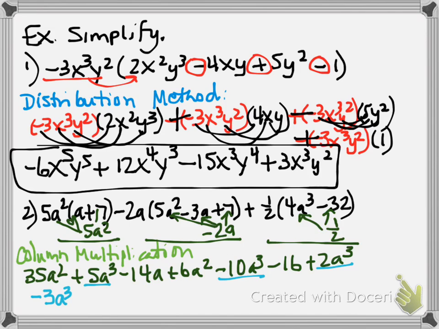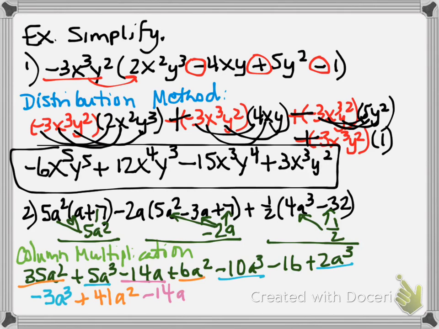So let's look for the next exponent. Let's look for a squared. So we got a squared. We got 2 of them. What's 35a squared and 6a squared? So positive 41a squared. All right, let's look for a's. That's it. I only got 1 of them. So I just write negative 14a.